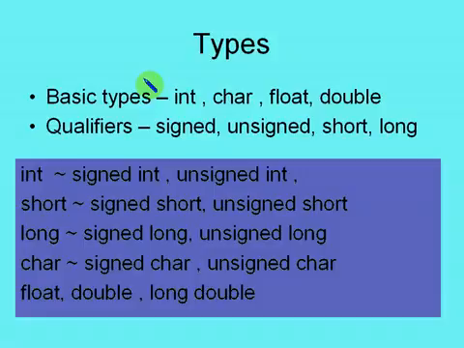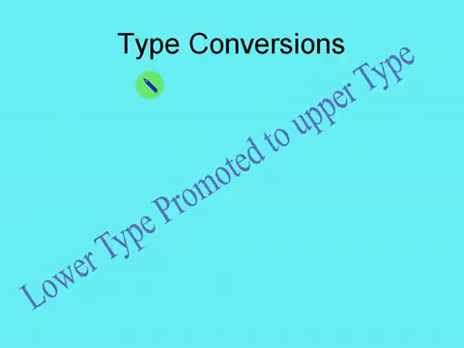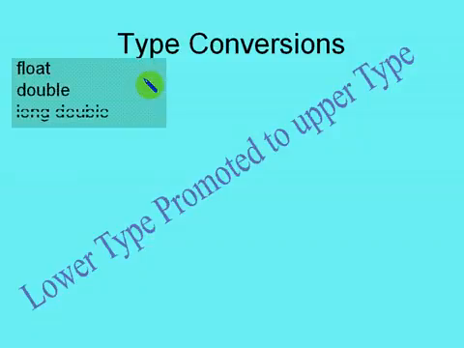We're going to answer this question by looking at a topic called type conversions. For type conversions, the golden rule is always the lower type gets promoted to the upper type. Let's look at what this lower type and upper type are. In the floating point types, float is the lower type and long double is the upper type. So if there is any expression which has long double, everything else gets converted to long double. That's the golden rule.